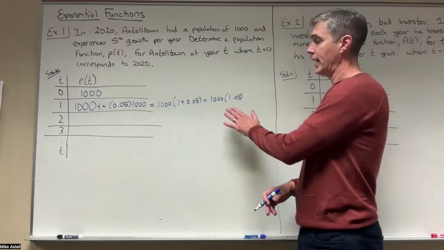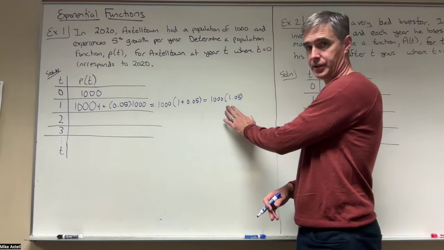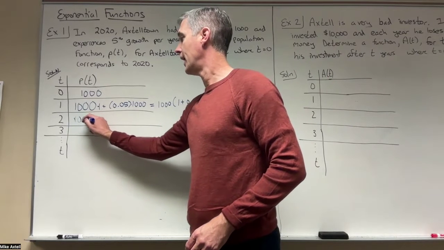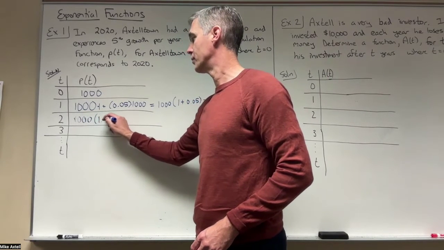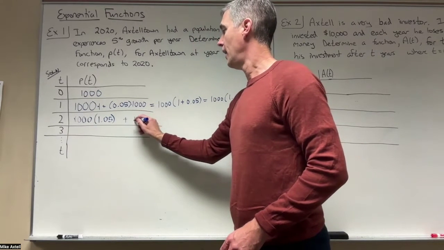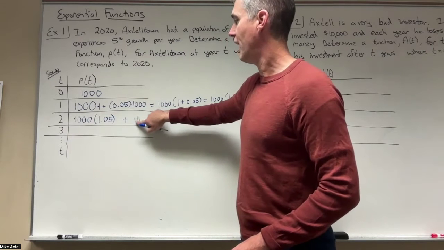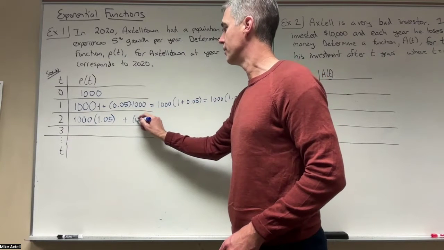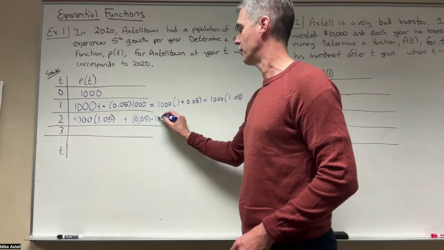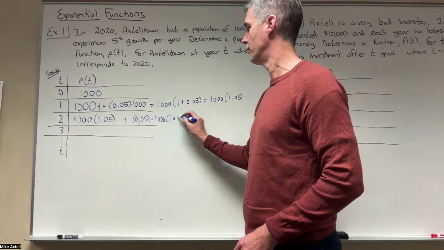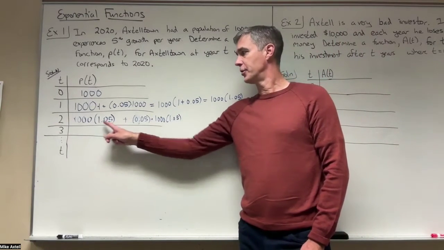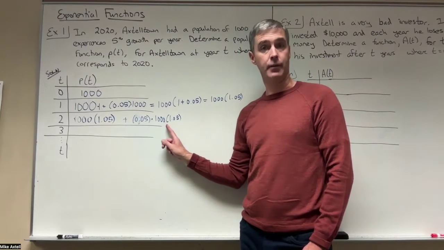In year 2, I get 5% bigger than this. So I have my population from time 1, 1,000 times 1.05, plus 5% more, so 0.05 times that population from year 1, 1,000 times 1.05. So it's the population I had last year plus 5% more of it.